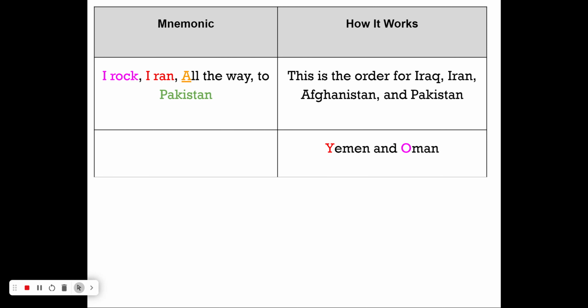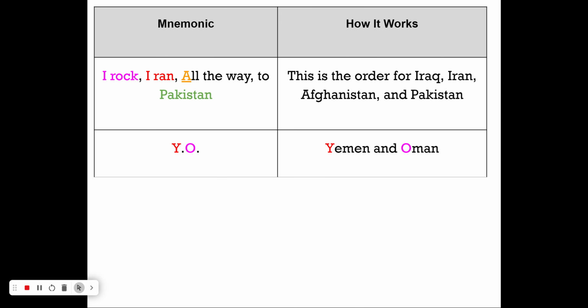Map mnemonic number 2 is for Yemen and Oman. Again, I would color coordinate this into your notes as you see in this presentation. And if you can remember Yemen and Oman and take the first letter from each of these two countries and write it at the southern tip of the Arabian Peninsula, it will get you the two countries correct on your map quiz. So the acronym YO is what you're going to write at the southern tip of the Arabian Peninsula.